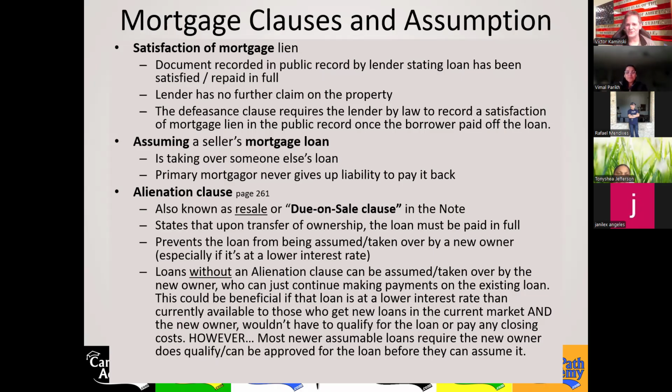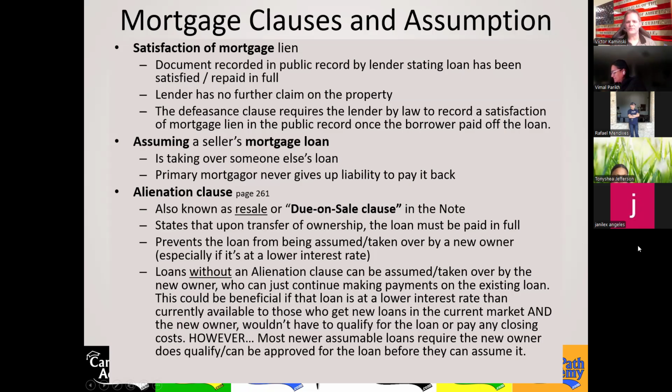You see why the lenders do this? The lenders want you to go out and get a new loan at the current higher interest rates because that's how they make money. So they put this clause in the note for most of the loans out there called the alienation clause, which is also known as the resale or due on sale clause, that says when you sell the property, the loan is due on sale. You've got to pay it back in full.